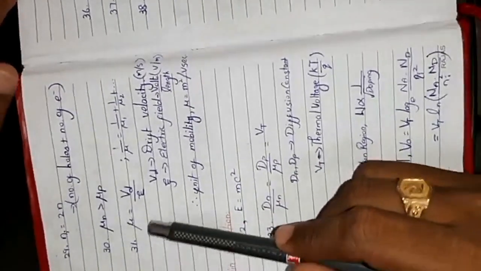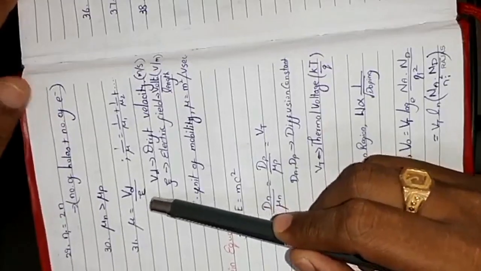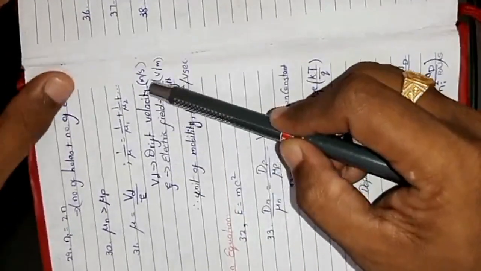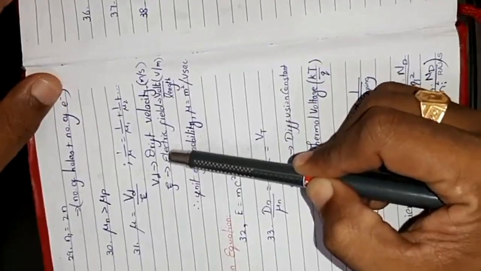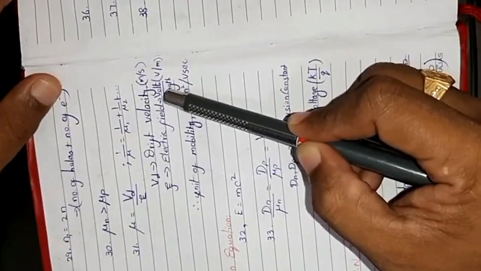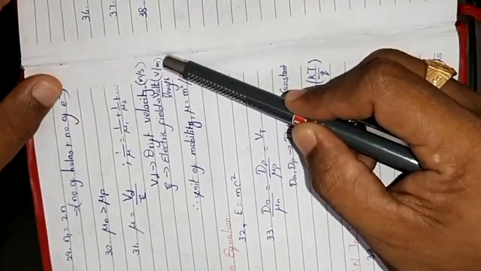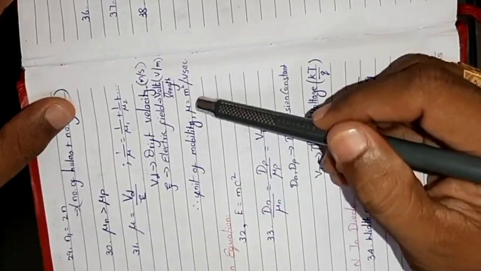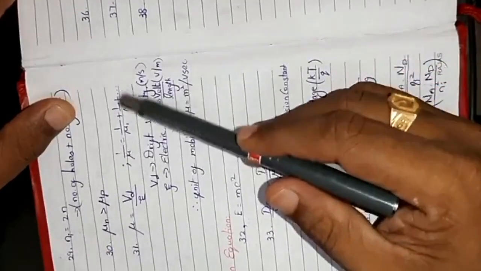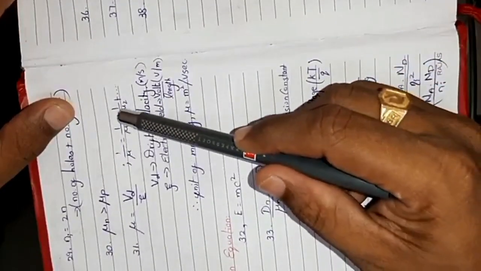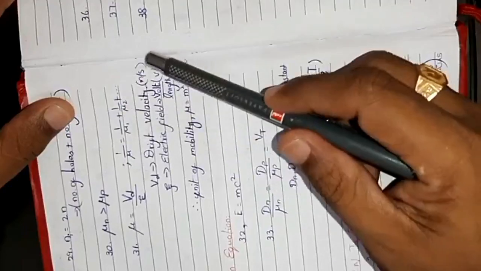Number 31, mu is equal to Vd divided by epsilon, where Vd is drift velocity in meter per second, epsilon is electric field in voltage per meter. Then unit of mobility mu equal to meter square per voltage second. 1 by mu is equal to 1 by mu 1 plus 1 by mu 2 plus 1 by mu 3, etc.